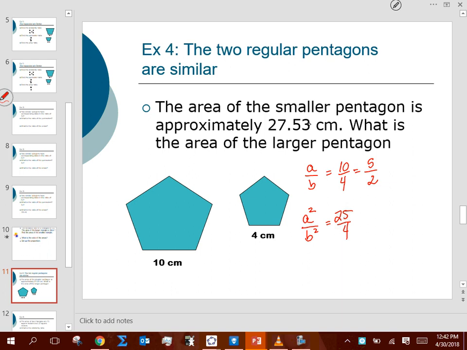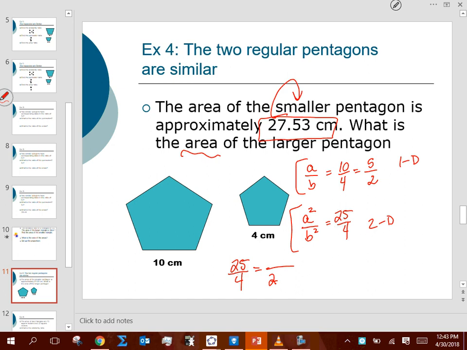Now, if I'm trying to use this information, A over B and A squared over B squared, to find an unknown area, which one of these do I use? This is a one-dimensional thing, and this is a two-dimensional thing. And we use this one, right? So the areas compare in a 25:4 relationship. I know one of those areas. So where should that go? Should that go up top or on the bottom? Why the bottom? Because it's the smaller one.